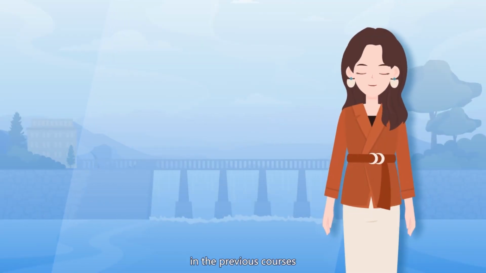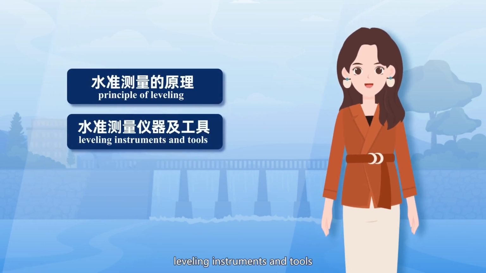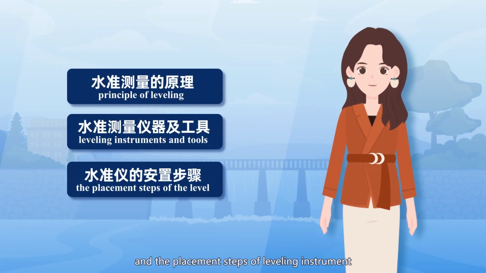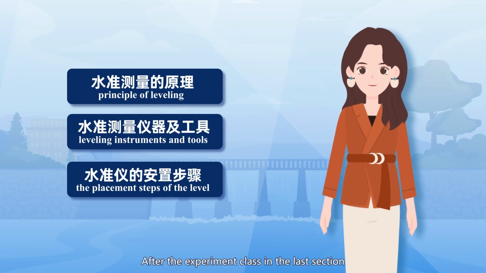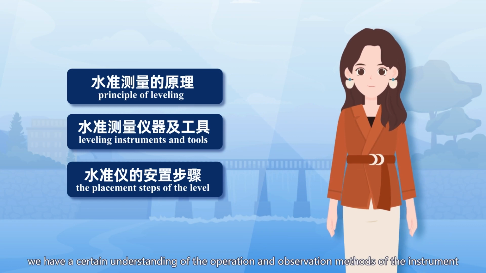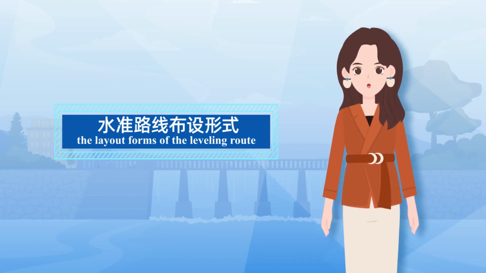Dear students, in the previous courses, we have learned about the principle of leveling, leveling instruments and tools, and the placement steps of the leveling instrument. After the experiment class in the last section, we have a certain understanding of the operation and observation methods of the instrument. Today, we will learn about the layout of leveling routes.